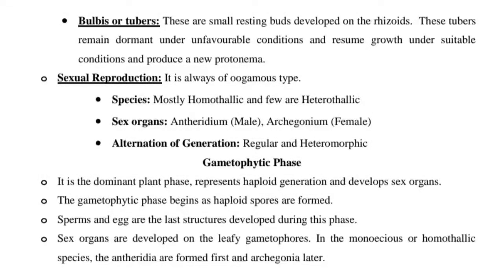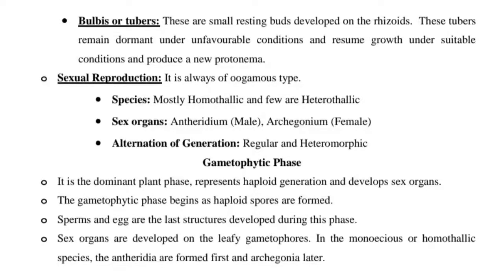Bulbils or tubers. These are small resting buds developed on the rhizoids. These tubers remain dormant under unfavorable conditions, and resume growth under suitable conditions and produce a new protonema. Sexual reproduction. It is always of the oogamous type. Species are mostly homothallic and few are heterothallic.